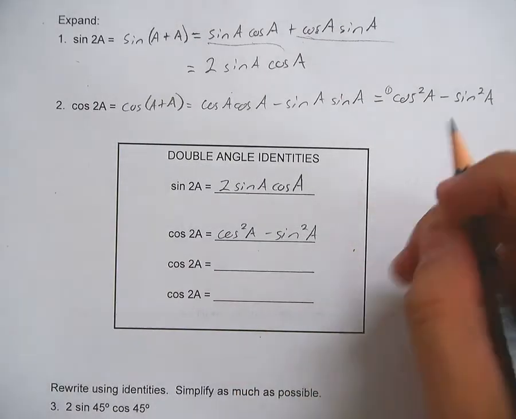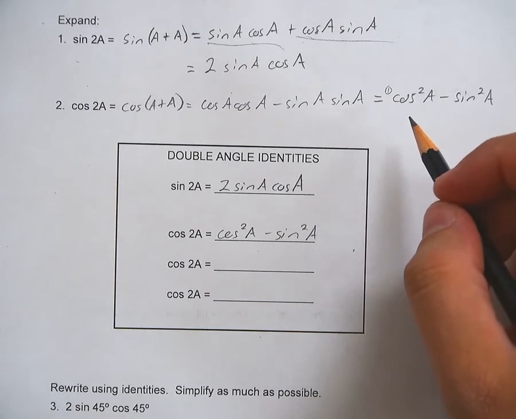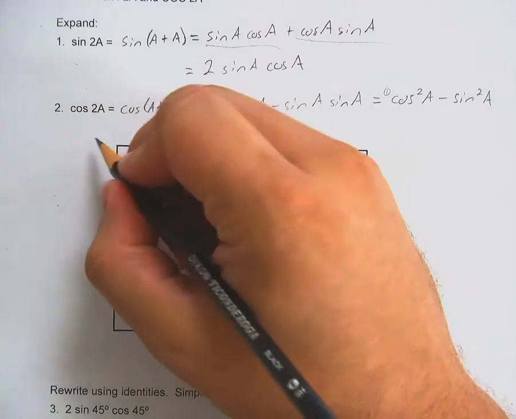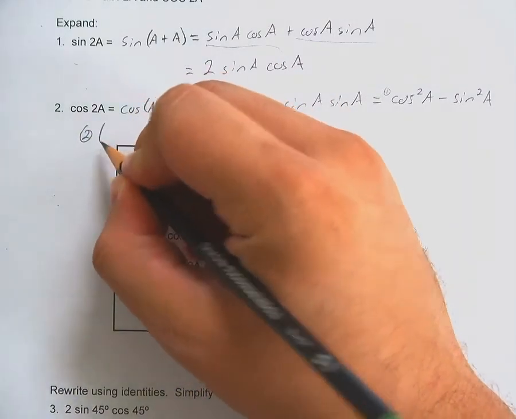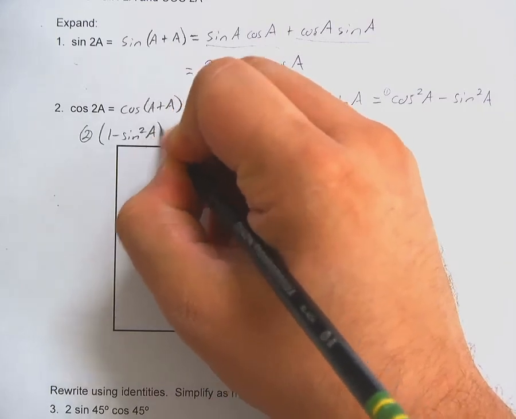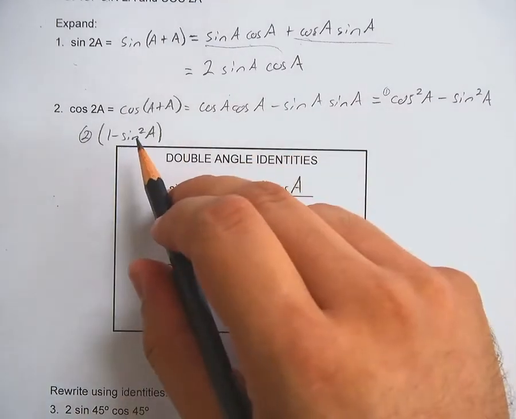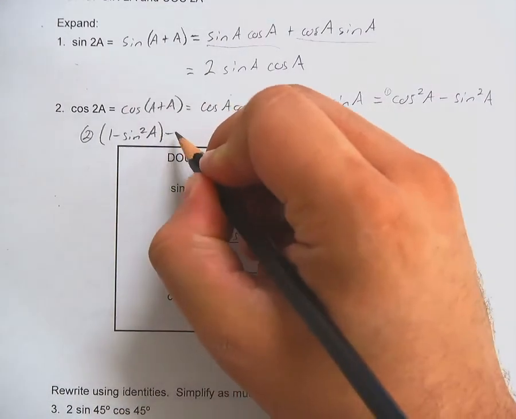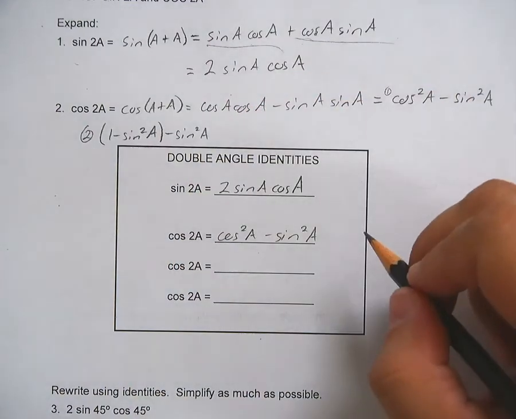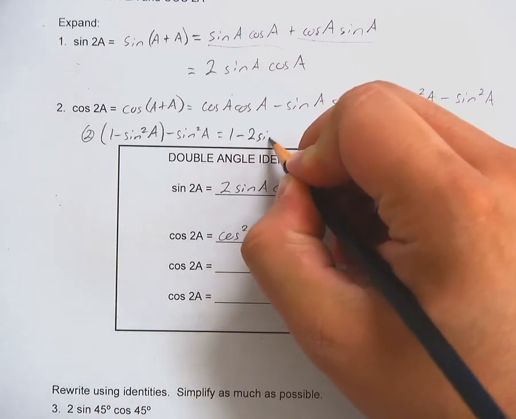Your second one would be, what happens if instead of cosine squared, we plug in 1 minus sine squared here? The second one is going to be 1 minus sine squared of a, because that's what cosine squared is. We can substitute 1 minus sine squared for cosine squared in cosine squared minus sine squared a. Well, isn't that going to be 1 minus 2 sine squared a?